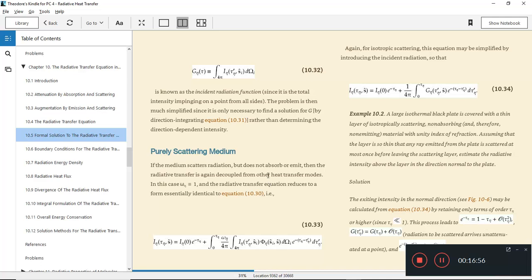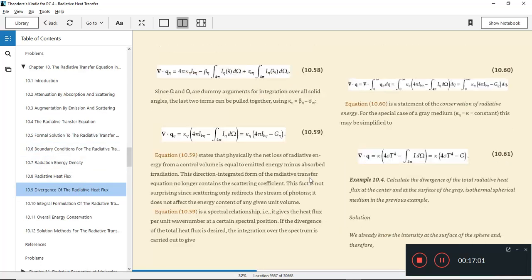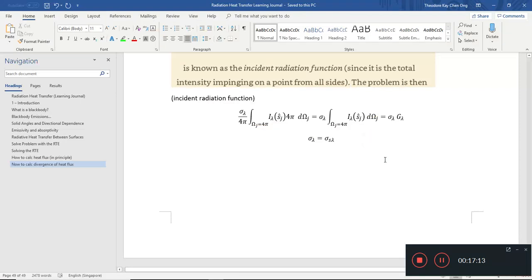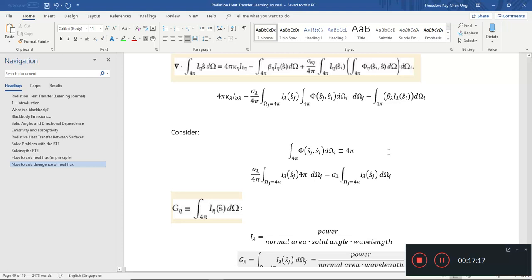Okay, going back to our divergence, we will get a very simple looking formula. So let's take a look. We just go back to our equation there.